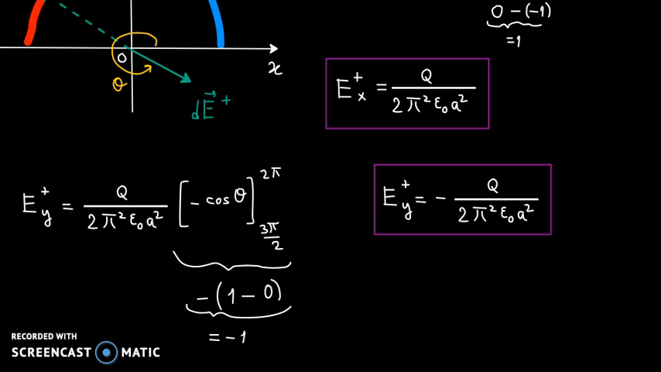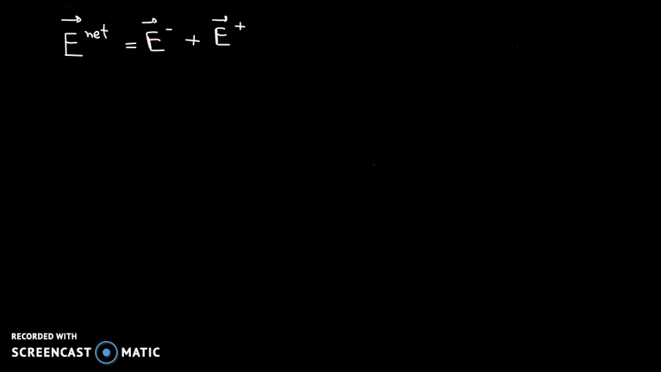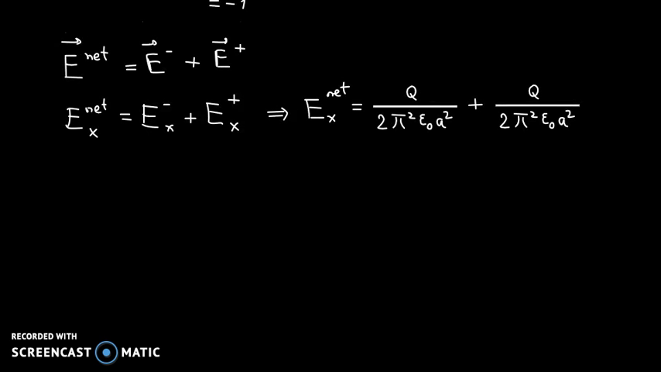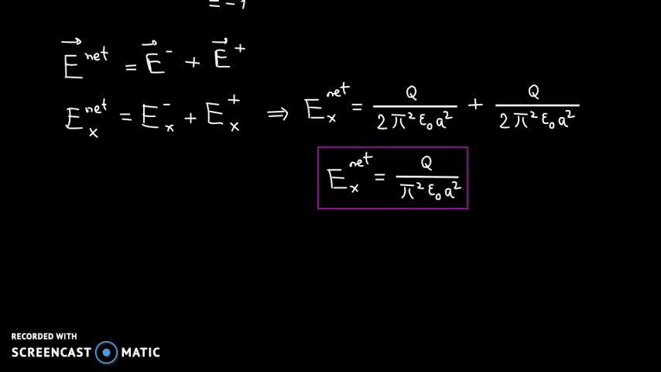Next, let's calculate the net electric field by adding the electric fields due to positive and negative charge distributions. To find E net, we will add E minus and E plus. So first, let's find the x component by adding the x components. These two components have the same value, so we're just adding the same thing twice. It's basically one of the components times 2. So combining the two terms, here's E net x component.